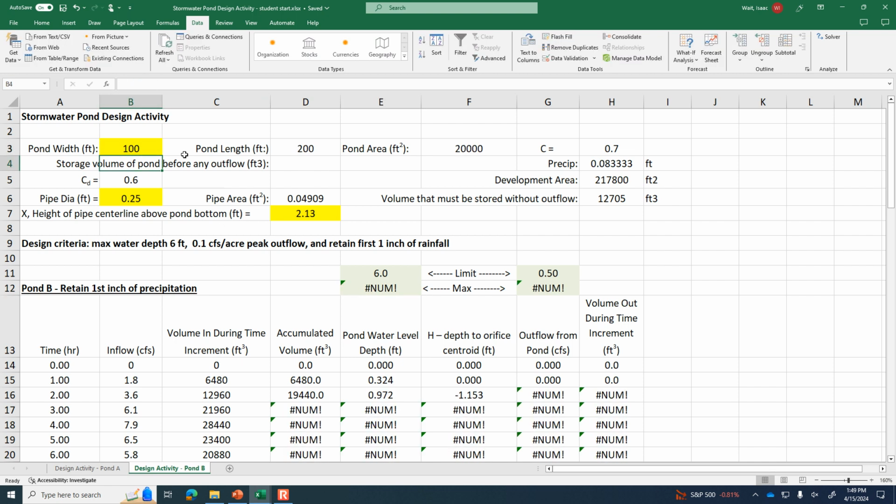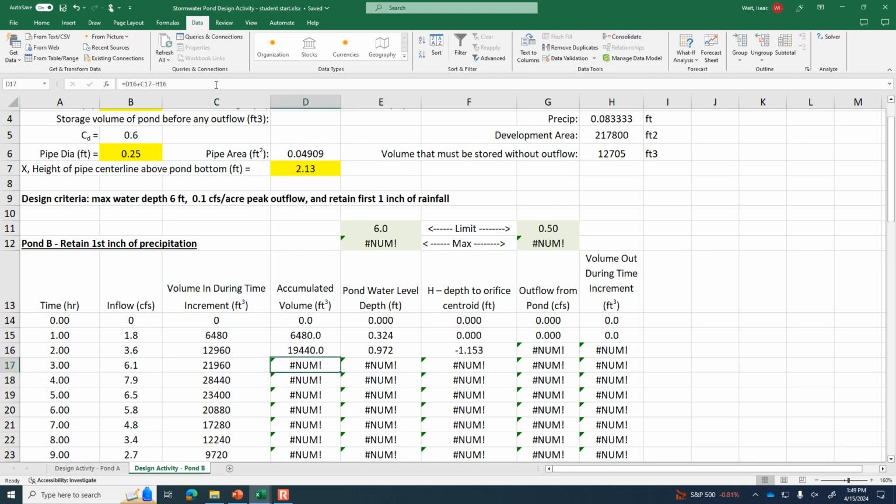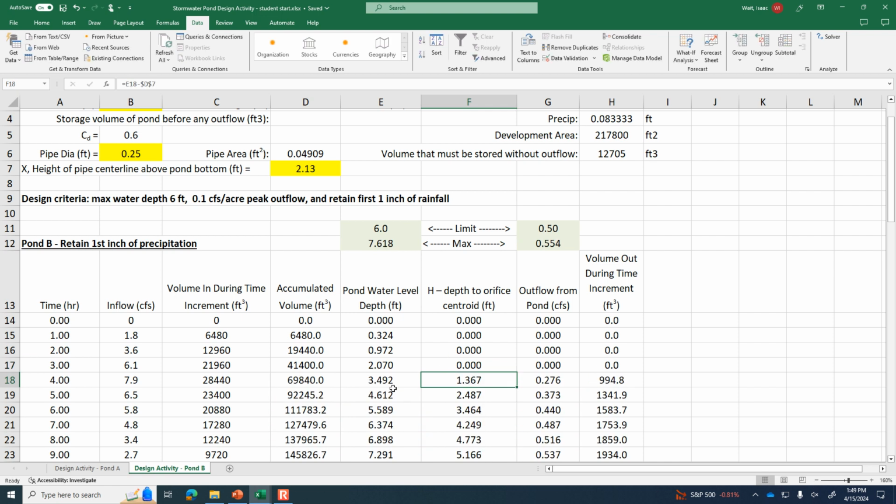So 100 by 200, that's maybe too big. Let's see, why is it going to 0 here? It's because of the depth of the centroid thing. We have to manually know that if the water depth is less than 2.13, then there's not going to be any flow out. So we have to manually override that and say that the flow is 0. There's no flow out. But then as long as the water depth is more than 2.13, then we will start to have flow out.